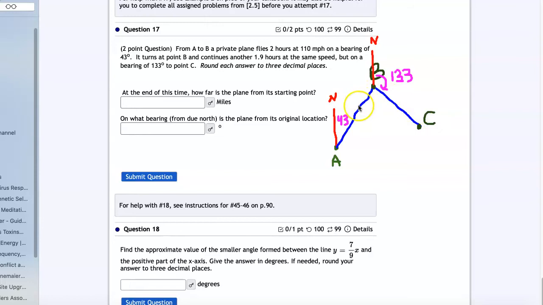Alright, now for the lengths of the sides, I don't want to clutter this too much, so let me just kind of draw with black some arrows here. This side right here is going to be 2 hours times 110, so that's 220. And then this side right here is going to be 1.9 hours times 110. And that's going to be 209.